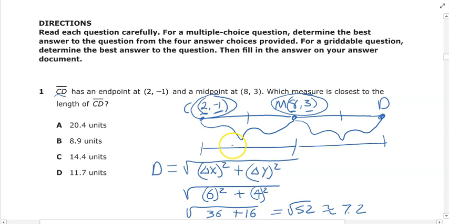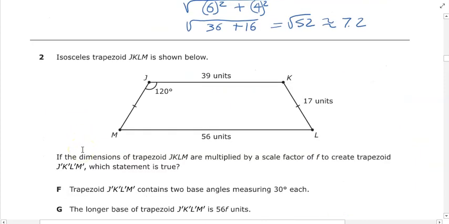That's only the distance from C to M, so that's 7.2. The other half, since the segment was divided into two equal parts by the midpoint, is also 7.2. So add those together or multiply by 2, and we get the total distance for CD equals 14.4. All right, moving on to question 2.